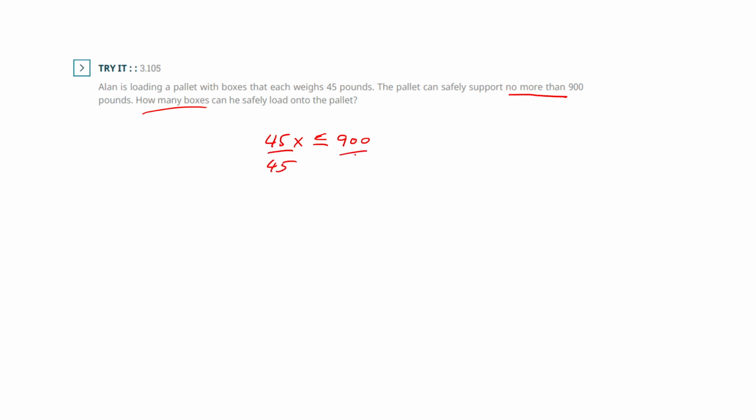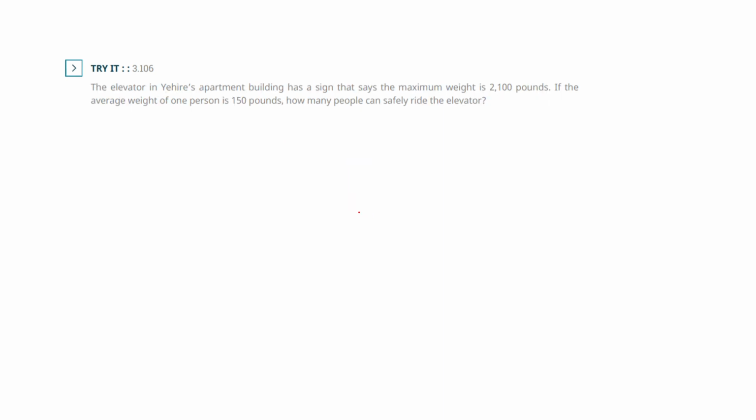Now we're going to divide both sides by 45. And we would get, sorry, I get that there. We get 20. Okay, so he could safely lift no more than 20 boxes on a pallet.